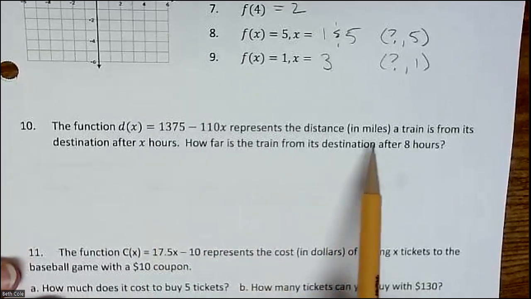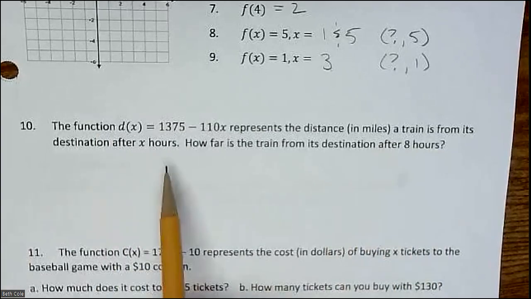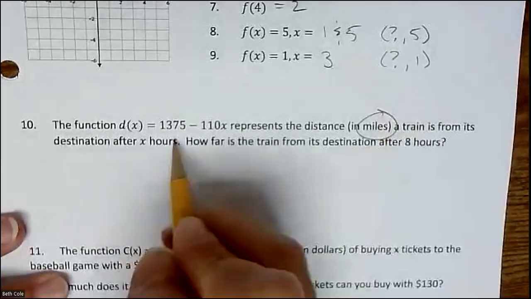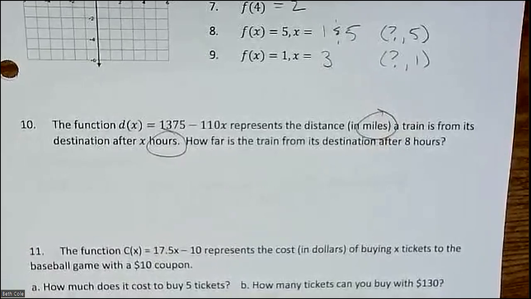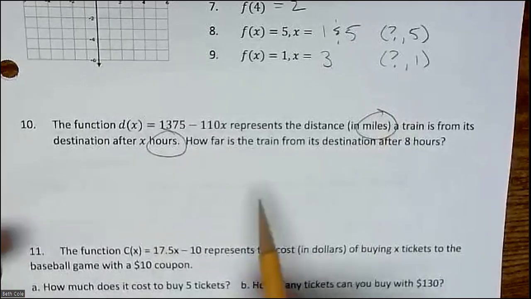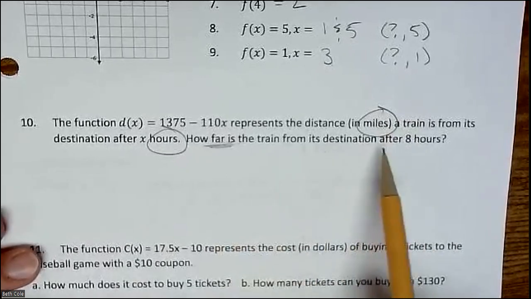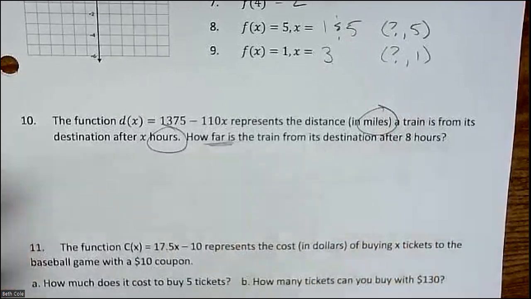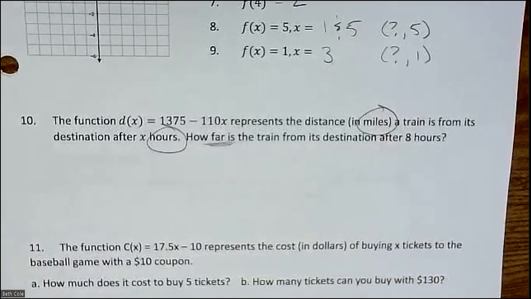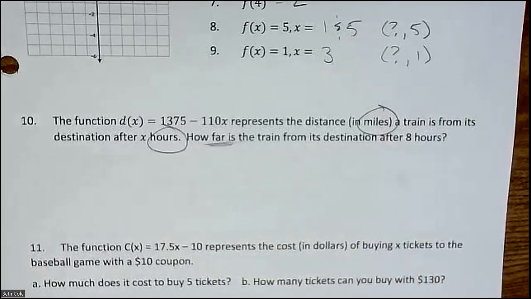D represents distance in miles. A train is after X hours. So we have miles and we have hours. I always circle things like that in a problem. Those are the things we're talking about. How far, so our answer should be miles, is the train after 8 hours? All you have to do is plug in 8.